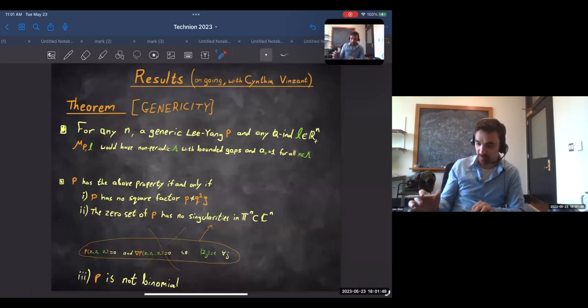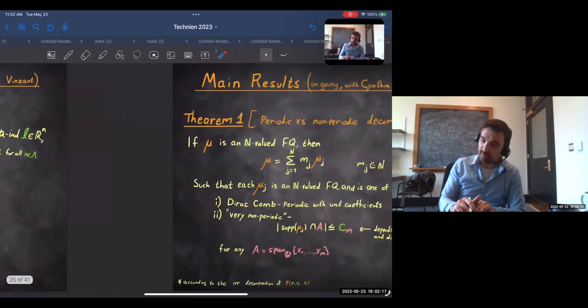And the argument is based on properties of P that gives us this bounded gaps, coefficients equal to one and non-periodic. And essentially what you need is that the polynomial has no square factors, that the polynomial has more than two monomials, and that it doesn't have singularities on the torus.